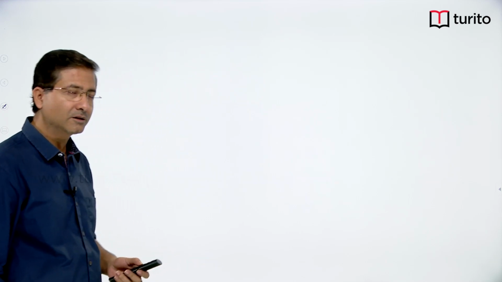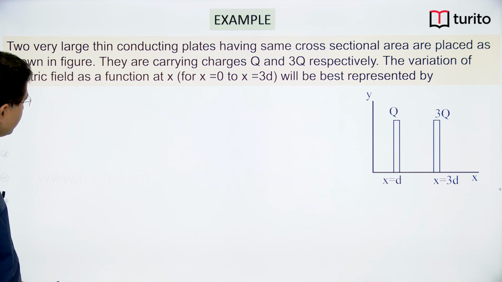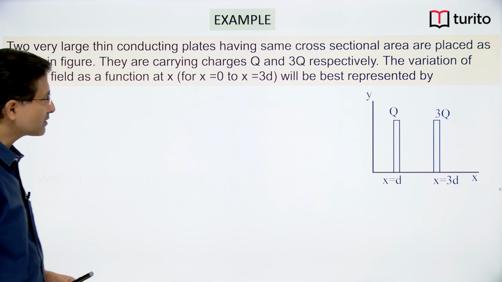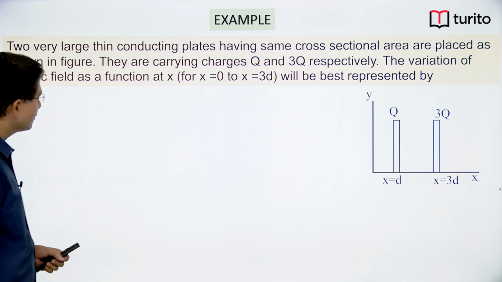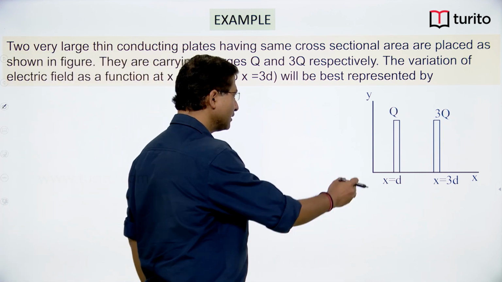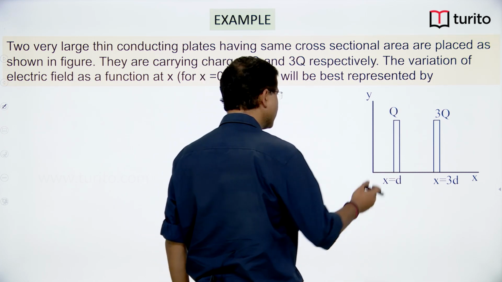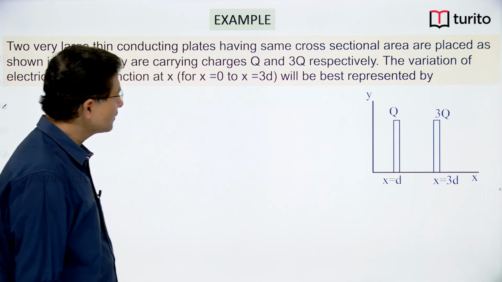So, let us start. Before getting into series and parallel combination, let us see one simple example. You can read it. Two very large thin conducting plates having the same cross sectional area are placed as shown in the figure. They are carrying charges q and 3q respectively. So, this plate carries q charge, which is at x equal to 0 to distance d, and another plate which is at distance 3d carries 3q charge, right.